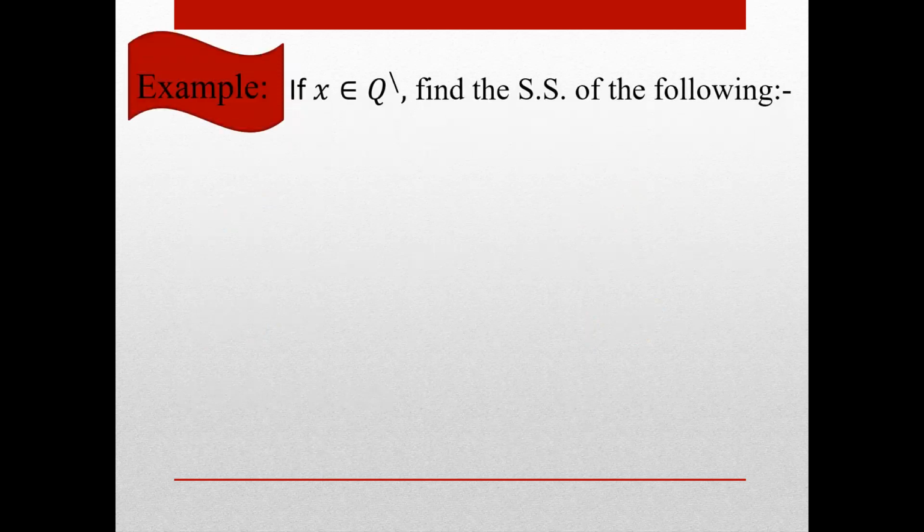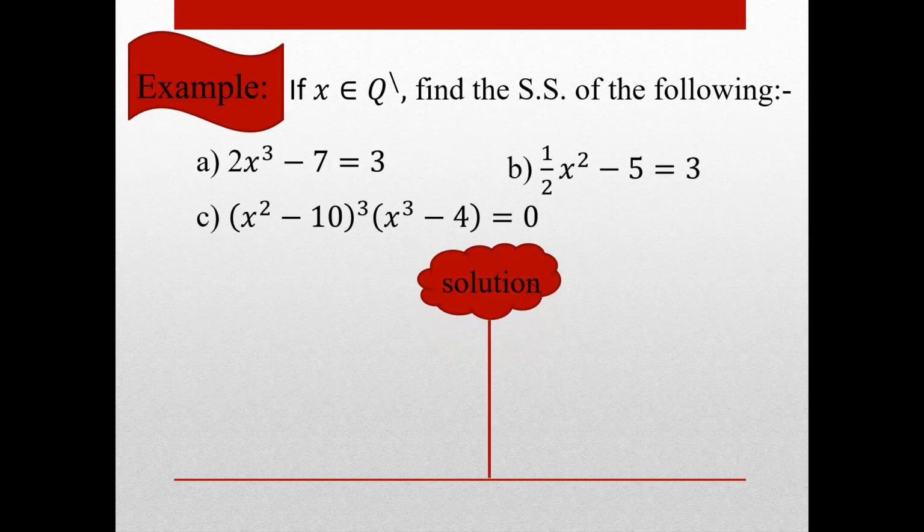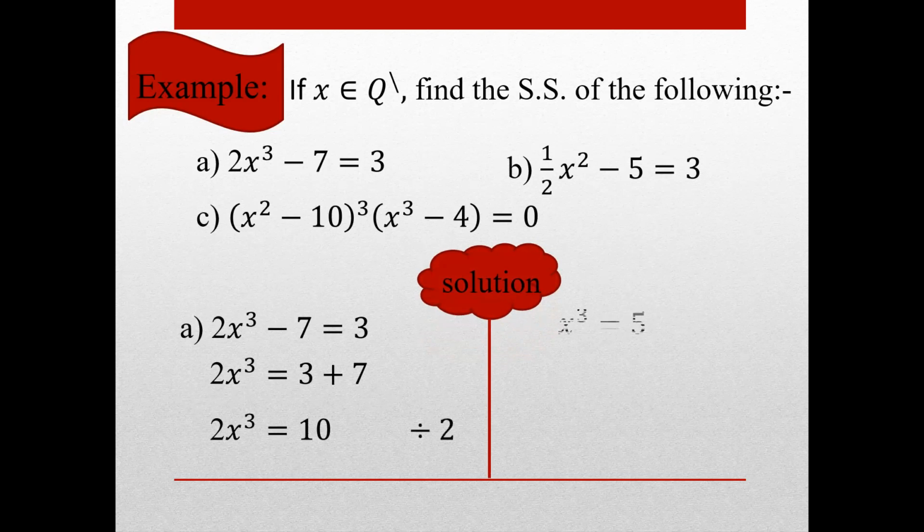Example. If x belongs to the irrational numbers, find the solution set of the following. If we need to solve the equation 2x to the power 3 minus 7 equals 3, we need to find the value of x. So we have to move negative 7 to the other side with a different sign. So 2x to the power 3 equals 3 plus 7, and we know that 3 plus 7 equals 10. If we divide the two sides of the equation by 2, the result will be x to the power 3 equals 5. And then take the cube root of the two sides, then x equals cube root of 5.